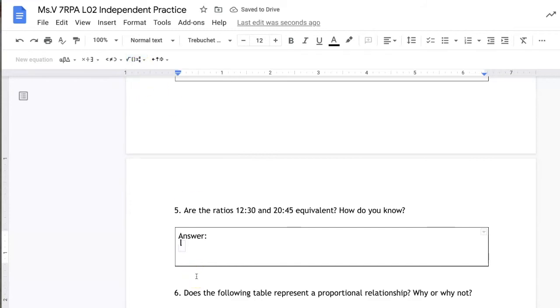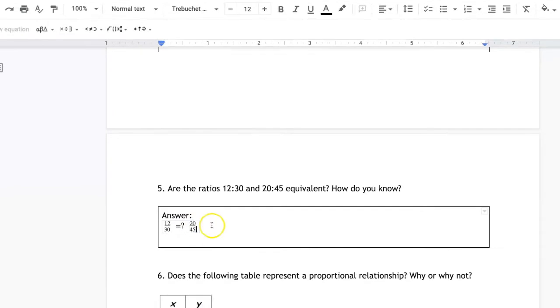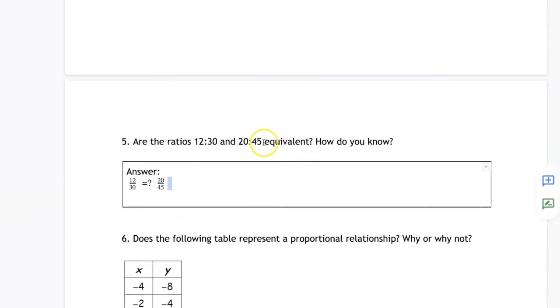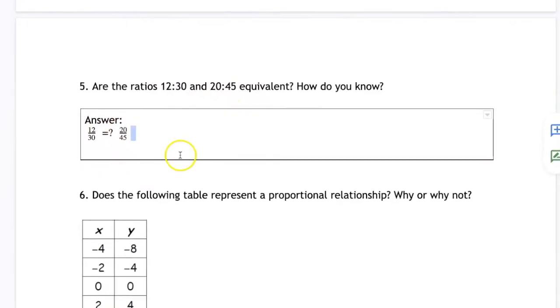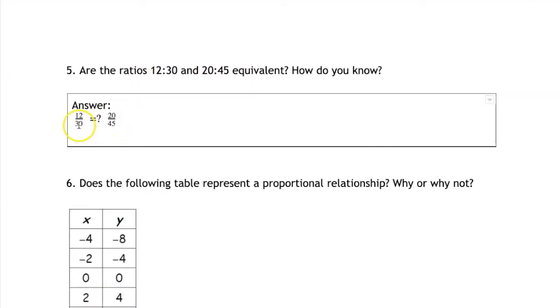So this is 12 to 30, that's the ratio. And we want to know, is it equal to this other ratio? And remember, a ratio can be written as a fraction. 20 over 45. So it's written like a score right now, but we can also write it as two fractions that we're comparing. Let's see. These both have 15s. This is 2 times 15. This is 3 times 15.